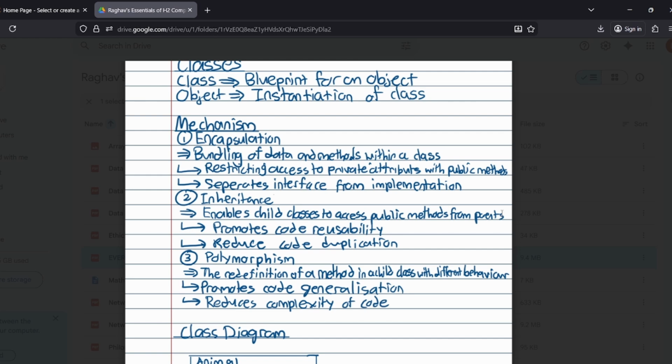Then you have polymorphism. Polymorphism is the redefinition of a method in a child class with different behavior from its parent class. This promotes code generalization and reduces complexity of code. You want more info, go to Essential OOP. I think the video should be out. I don't know, maybe it's not, just wait a while. It'll come out. But yeah, that is something you have to keep in mind.